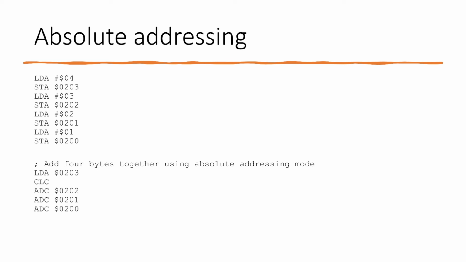If you want to now add those 4 bytes that we stored, so we put 1, 2, 3, and 4 inside those 4 bytes in the memory, we can now directly talk to them by using the memory locations. So now we are omitting the hashtag, and this means that first you're going to load whatever is in the location 0203 into the accumulator, clearing the carry, and then doing the addition and just adding whatever is in the location 202, 201, and 200.